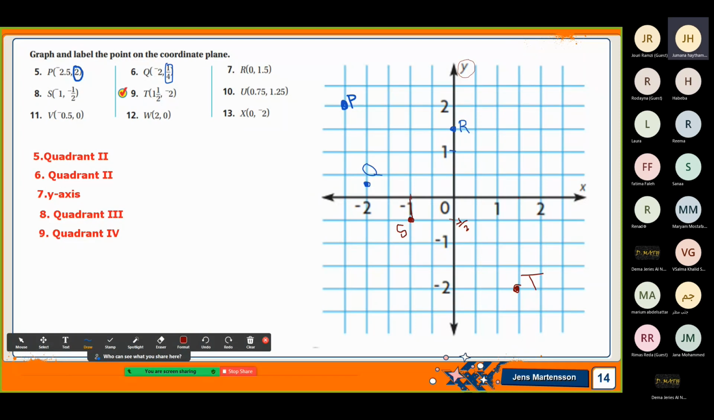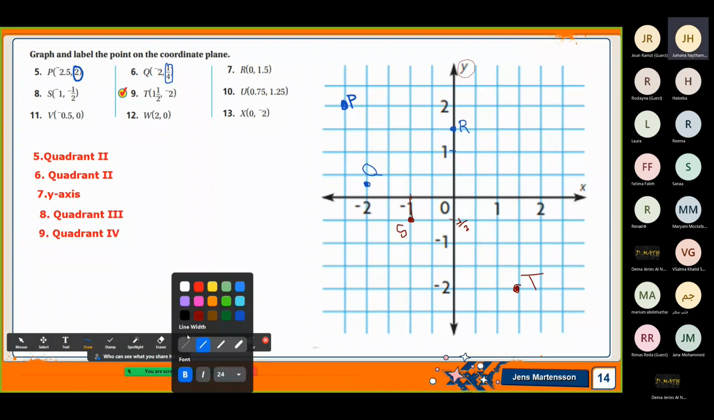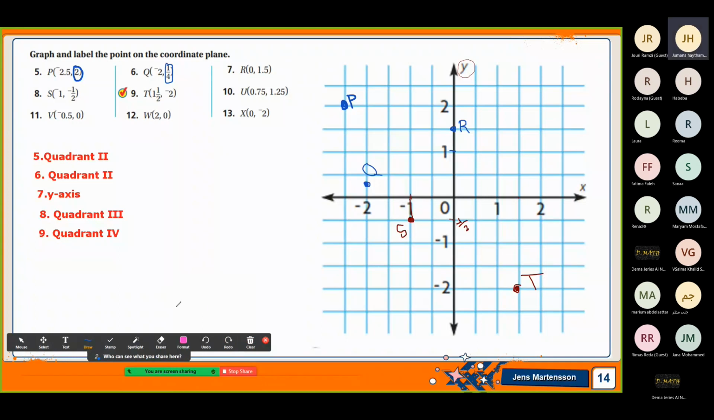Yes, teacher. Yes, Jumana. Number 10. 0.75, 1.25. We will go first 0.75. Yeah, we will go to the right. Okay. If here is 0.5, where is 0.75? In the middle between 0.5 and 1. Now it will be here. Thank you. Then we will go up. It's 1 and something, so you have to go after 1.